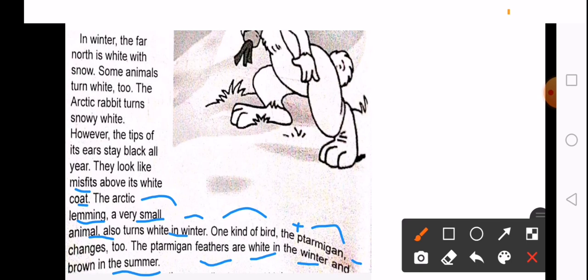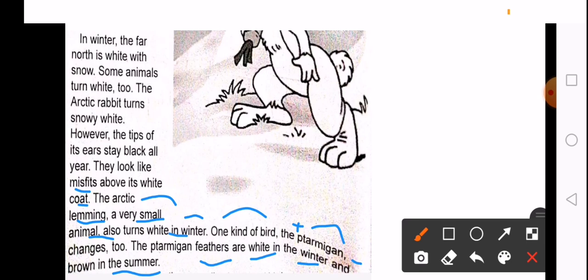In summer we have brown or gray, and in winter we have white. So animals change according to the surrounding. The surrounding is brown and gray, it becomes like that, and if the surrounding is white, they will turn into white. Okay? Why do you think that? Because in order to protect themselves from the enemies or from the hunters that would like to kill them.